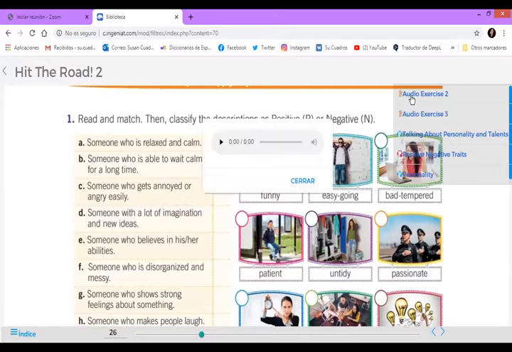Check. Unit 2. Talented people all around you. Lesson 1. What are your classmates like? Page 26, Exercise 2. Listen and complete using a vocabulary from Exercise 1.